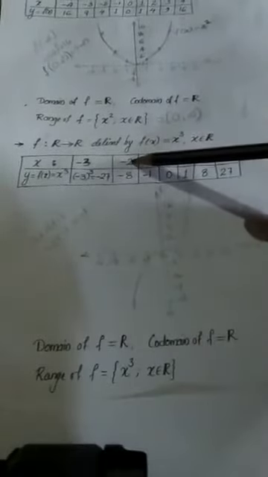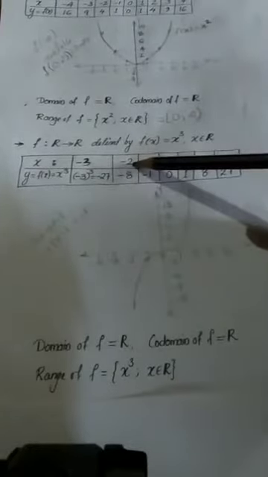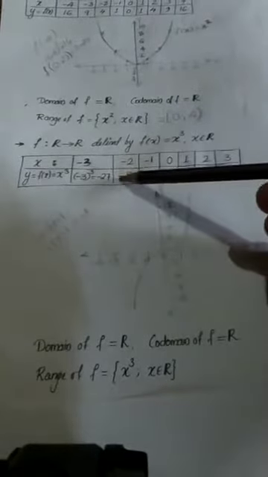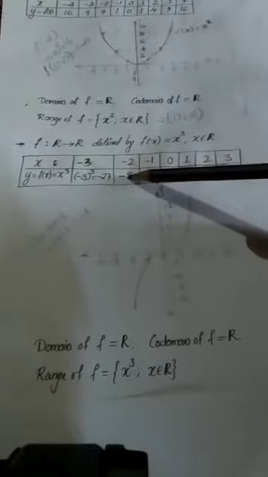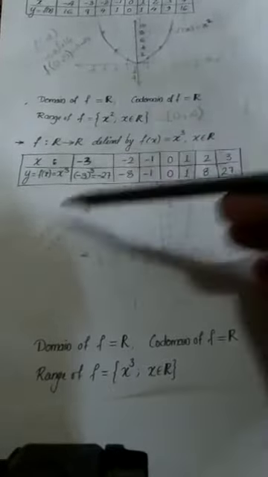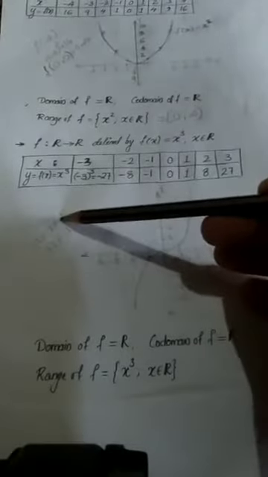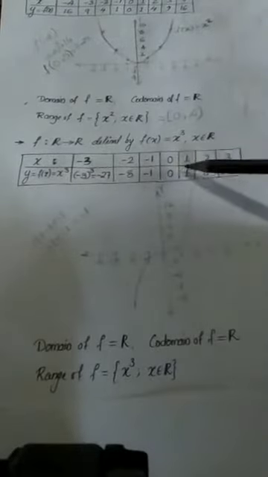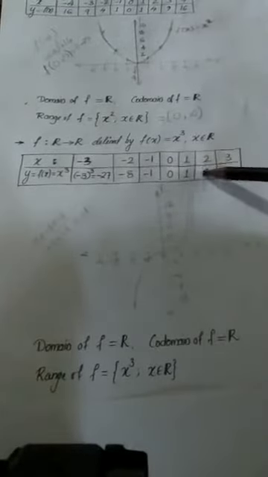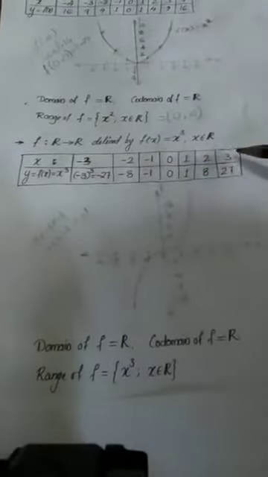And the image of minus 2. Minus 2 whole cube. Minus cube is equal to minus, and 2 cube, 2 into 2 into 2, 8. So minus 1 whole cube, minus 1, minus 1, minus 1, we'll get minus 1. 0 cube, 0. 1 cube, 1. 2 cube, 2 into 2 into 2, 8. 3 cube, 3 into 3 into 3, 27.